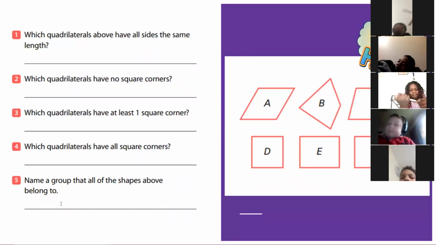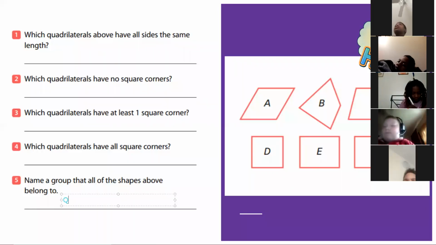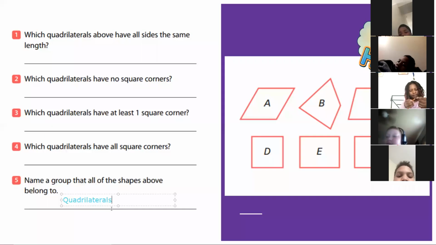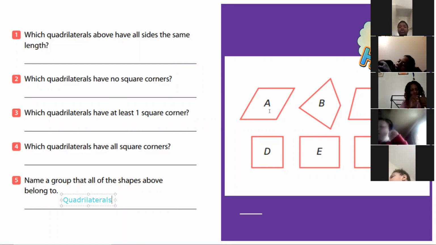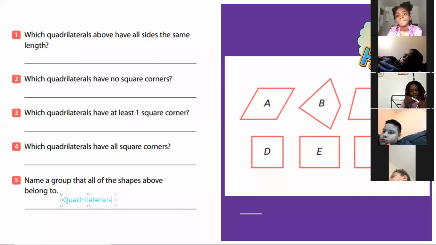Quadrilaterals. Quadrilaterals. And Evan, can you remind us what makes a quadrilateral a quadrilateral? It needs to have what? It has 4 sides and 4 corners. You got it, Evan. They have 4 sides and 4 corners. So every single one of these shapes, A, B, C, D, E, and F, they all have 4 sides and 4 corners. So they are all quadrilaterals. Perfect.